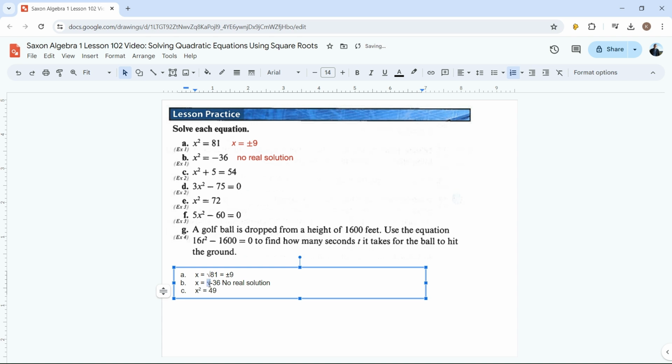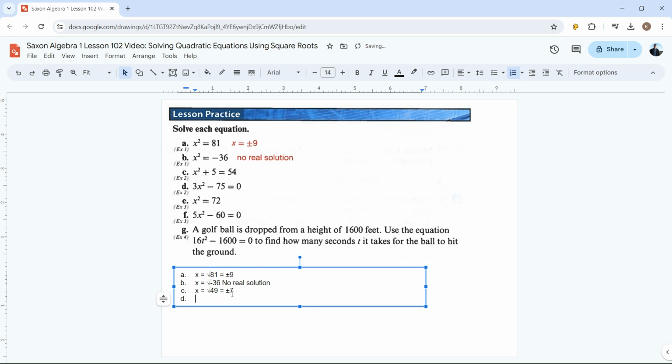Now I can take the square root of both sides of this. The square root on the left wipes out the squared, so I'm left with just x equals the square root of 49, which is going to be plus or minus 7.